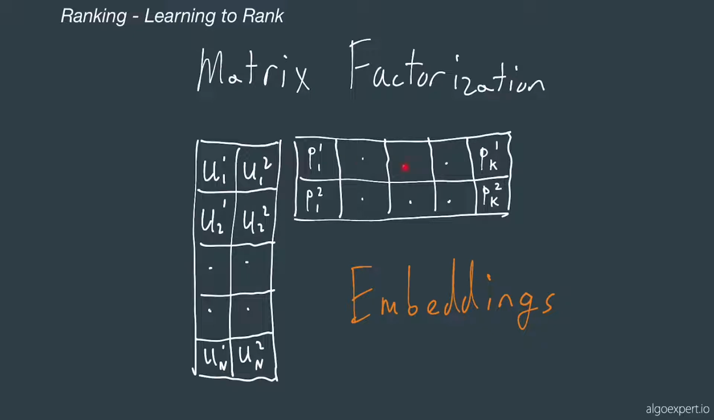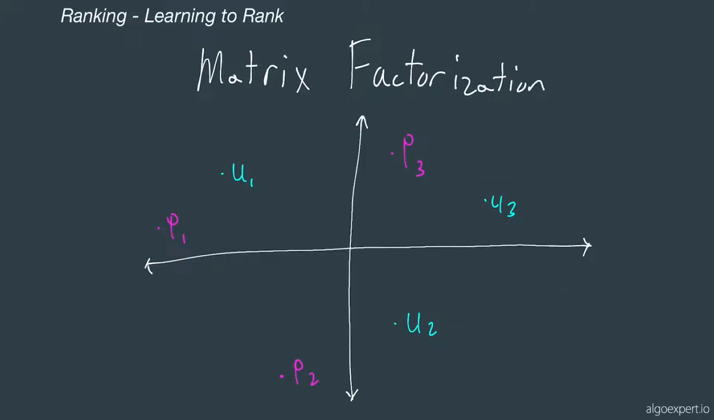So what we can do is plot these two-dimensional embeddings into a graph. So here we have our post 3, post 1, post 2. We also have our user 1, user 2, user 3, and they all exist in the same space. Again, to get this point, we just plotted the first and second value of the user embedding for user 1. We did the same thing for the posts.